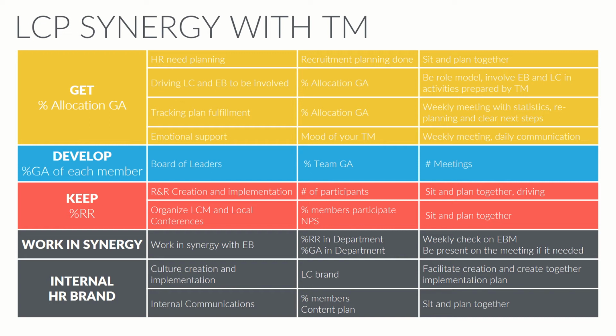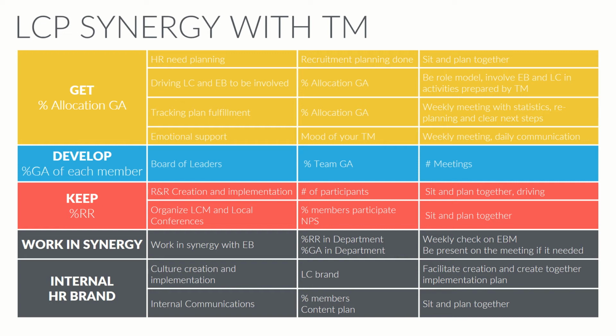How can you do it? Be role model. If TM asks to fill something, to do something, to post something, you are the first person who does it. And by your example and by pushing, involve EB and LC in activities, and TM is responsible to prepare all these activities.